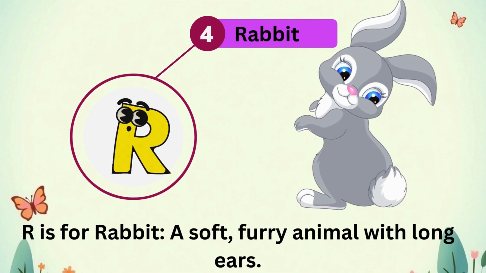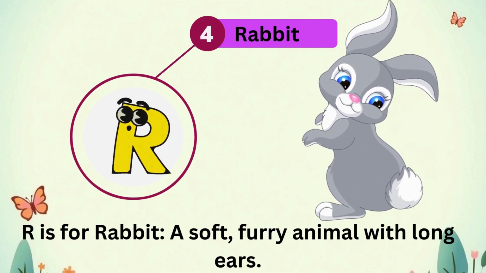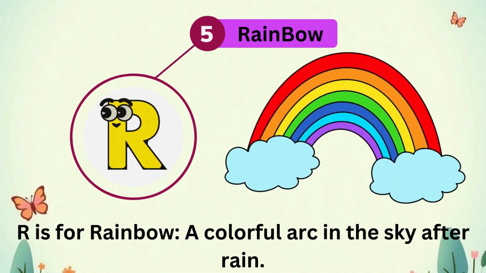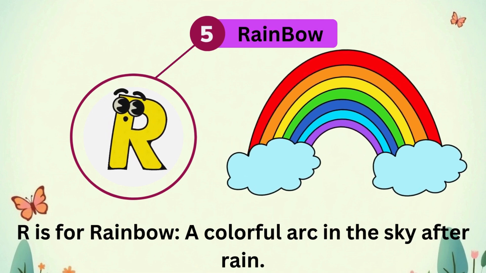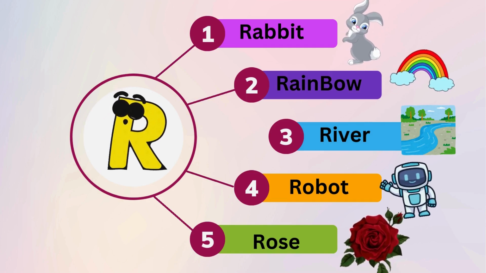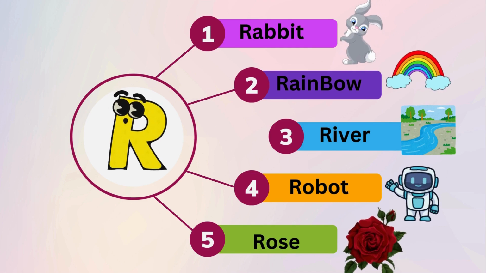R is for rabbit, a soft, furry animal with long ears. R is for rainbow, a colorful arc in the sky after rain. R is for rabbit, rainbow, river, robot, and rose.